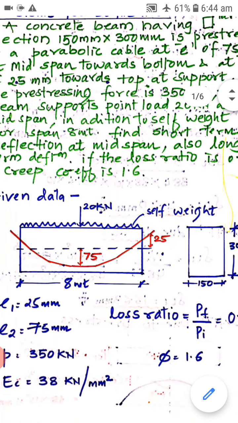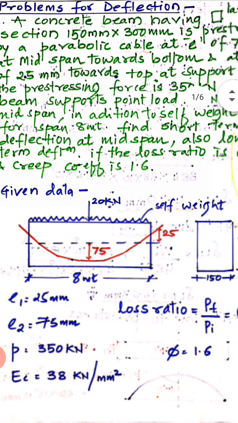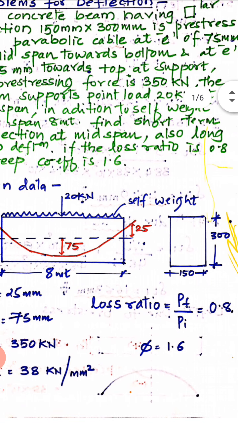So if you look at the diagram here, they are given the beam of span 8 meter, in that eccentricities are varying. So at support they are given the eccentricity 25 that is upward, and at midspan they are given the eccentricity as 75 which is downward, and the load is 20 kN at midspan, that is concentrated point load at midspan, and along with there is a self-weight, and the cross section is 150 by 300.